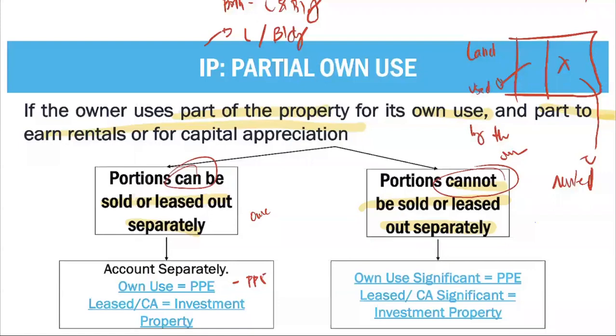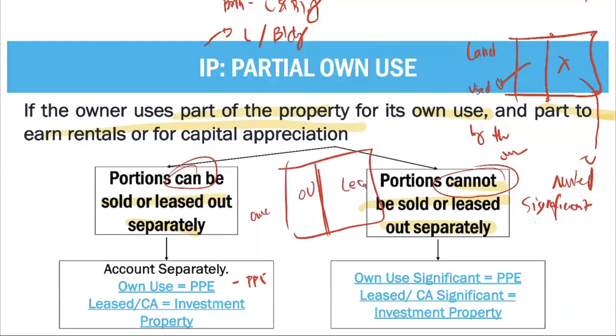So in short, you cannot define the area that can be leased out. You cannot say that from portion A, you will rent it. If you cannot say that, look into the significant portion. That is our example: this is the own use, this is the lease out, but you cannot list it out separately. Why? Because you cannot separate these two items. It is considered as a whole.